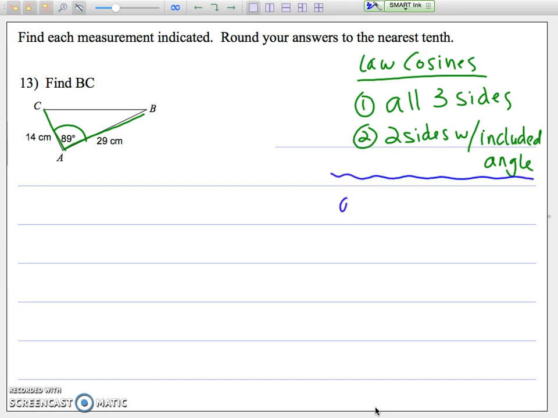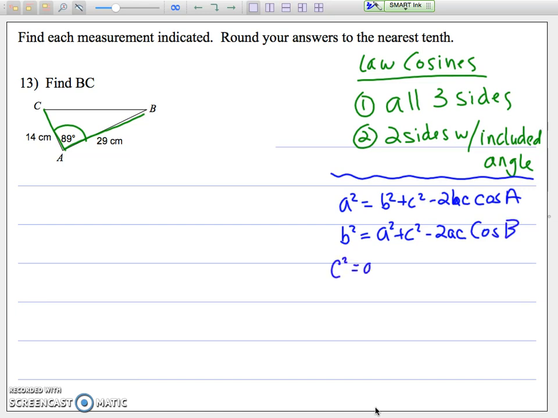If you're looking for little a squared, you'll do b squared plus c squared minus 2bc cosine of A. If you're looking for little b, it'll be little b squared. Notice it's whatever it is not: a squared plus c squared minus 2ac cosine of B. And the third one is c squared. You'll be doing a squared plus b squared, because that's not c squared, minus 2ab cosine of C.